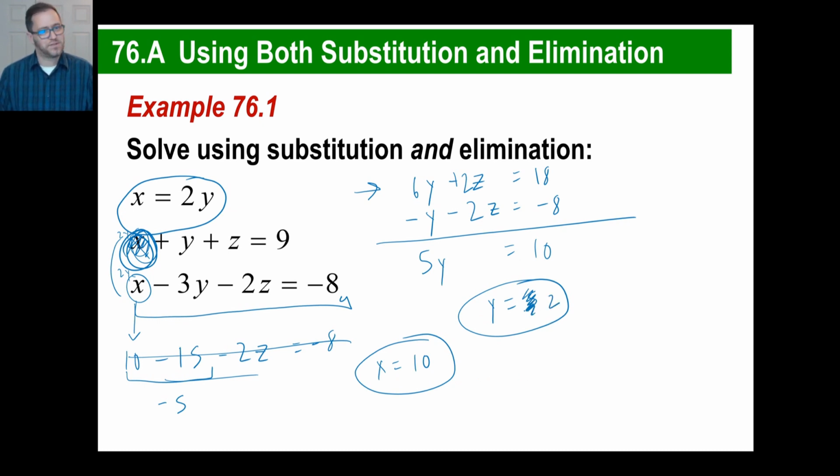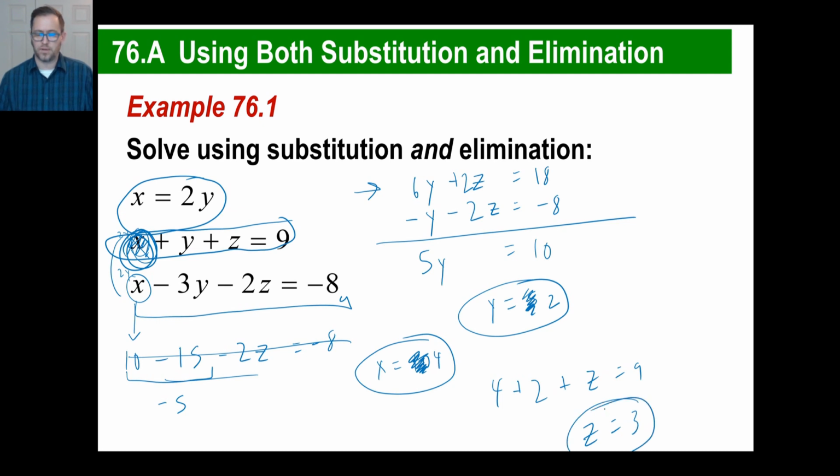So y is 2, so x is equal to 2 times y. I bet some of you guys are already screaming at the screen a million times. Thanks, I heard you all the way out there. So x is 4. Let's go to this equation here since it's probably the easiest. x is 4 plus y is 2 plus z is 9. So z is going to be 9 minus 6, or 3. So there we go.